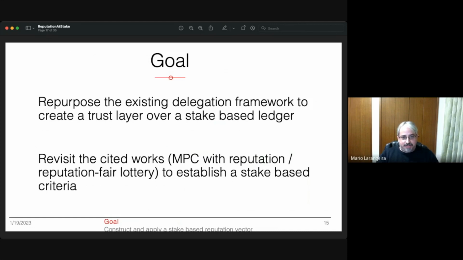So further in that line, we want to build this reputation vector, but how? Here's the idea. That's why I mentioned the delegation framework in the beginning, because what we're going to do is repurpose that delegation framework and then revisit these two works. So from the delegation framework, we adapt it to think in terms of reputation, so trust, and then revisit these two works, but in the light of stake.